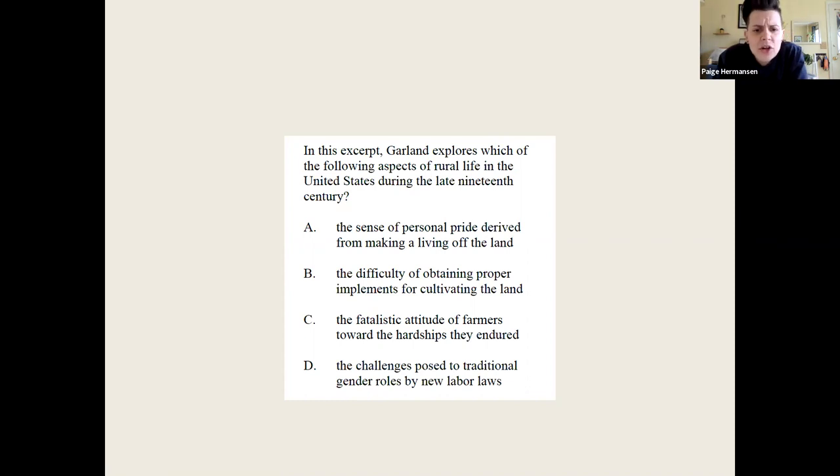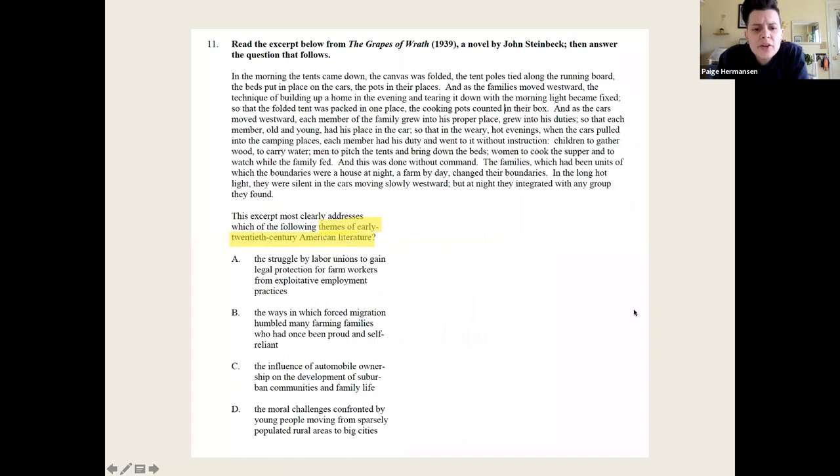So let's go back and look at some of these answer options I promised we would return to. If you want to use this technique for eliminating wrong answer options, you certainly can. And I'll walk you through how you might do that as we look at these questions. So let's go back to this question about The Grapes of Wrath, question 11. Those of y'all watching this asynchronously, if you want to pause and read this passage, and Emily and Spencer, you can as well, but we will read the question stem first. This excerpt most clearly addresses which of the following themes of early 20th century American literature. So we have another time period type of question.